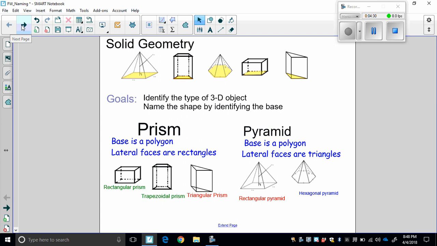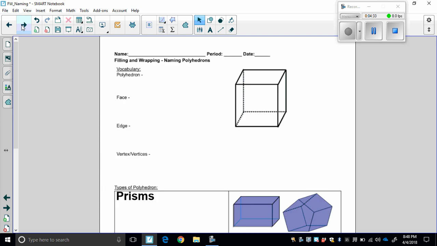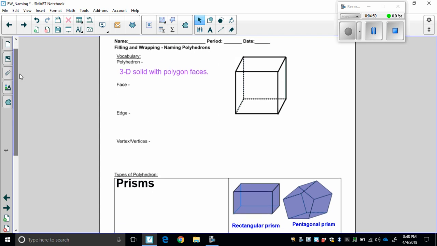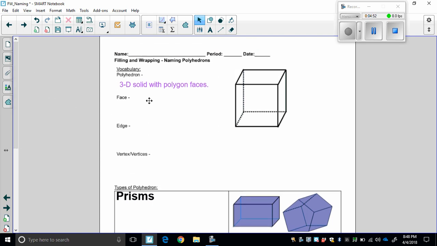Another thing that is really helpful, especially when you have to read, is knowing what all of these words mean and how they apply to a picture. So polyhedron, like I said, is a 3D solid with polygon faces. And the ones that we just saw were just 2 types of polyhedrons, prisms and pyramids. That's what we're going to focus on. Also in a polyhedron, we talk about faces. So all of the flat surfaces are faces. So this cube has 6 faces.